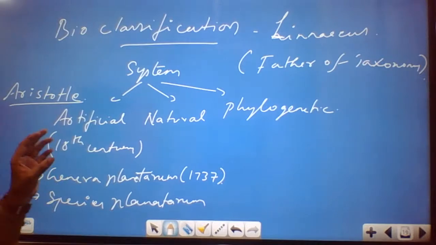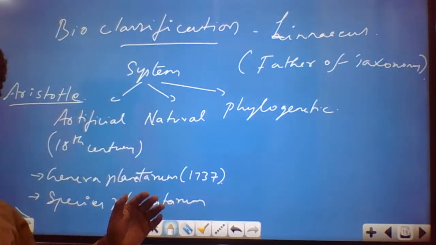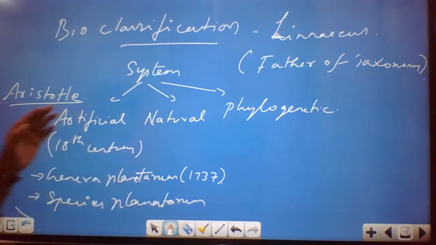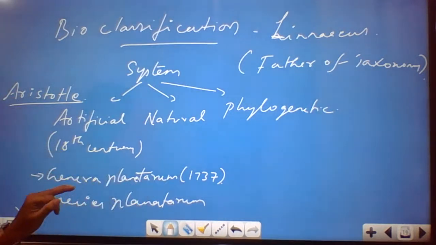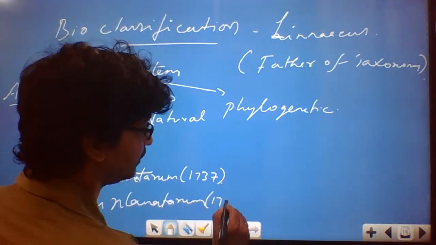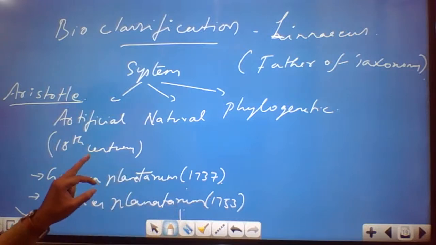Before even Aristotle we have Theophrastus, the first person who began this artificial classification, and then comes Aristotle. By means of these publications, Genera Plantarum and Species Plantarum, issued in 1753, you can get a question on the names and the year. This is one area you can get a question.